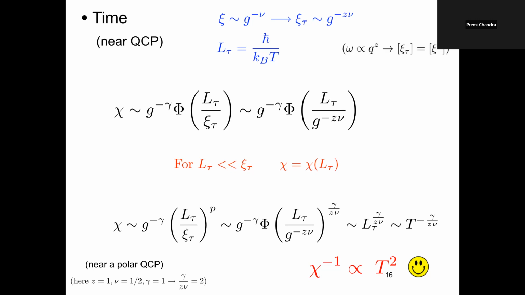But because our susceptibility can only be a function of L tau, that power, just as what we did before, has to be gamma over mu. So we get that this goes as L tau to the gamma over mu, but we know that L tau goes as 1 over t, so this goes as t to the minus gamma over mu. Now, near a polar quantum critical point, we are describing the system by a spherical model, which means we know that z equals 1, nu equals a half, gamma equals 1, so we have gamma over mu equals 2, so we get that the susceptibility goes as 1 over t squared. So just from using these very simple ideas, by no means rigorous, but very simple, we can get the main result.